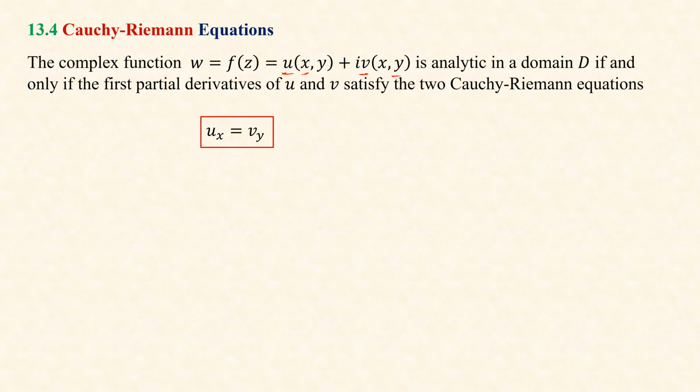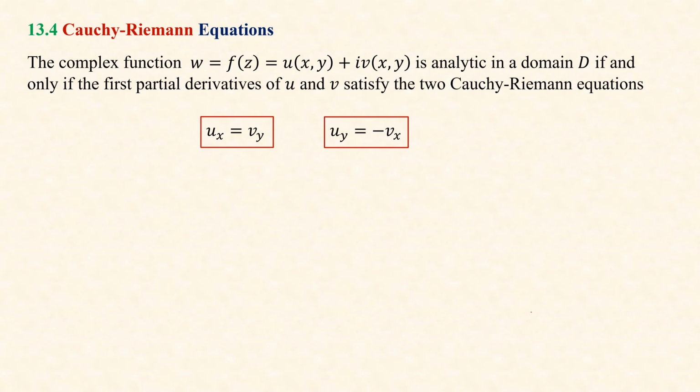This is one of the equations. And also the partial derivative of u with respect to y should be the negative of the partial derivative of v with respect to x. These are the two Cauchy-Riemann equations, and we said that the function is analytic if and only if these two are satisfied.